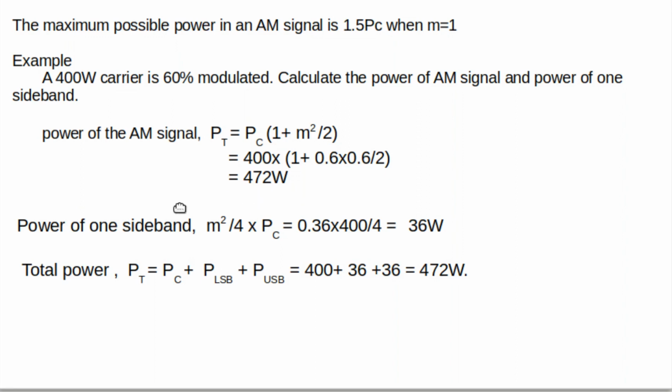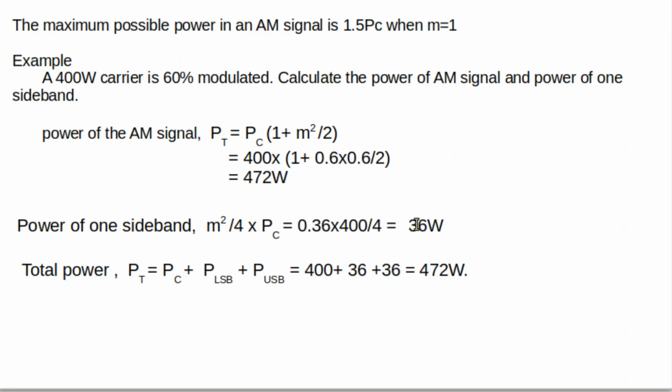And what about the power of one sideband? It is M square by 4 into PC. We have seen it. M is 0.6, so M square is 0.36 into 400, that is PC, by 4. We will get it as 36 watt. Now the power of the carrier is 400 watt. Power of one sideband is 36 watt. The power of the other sideband will also be 36 watt.